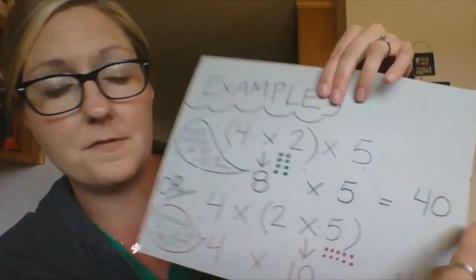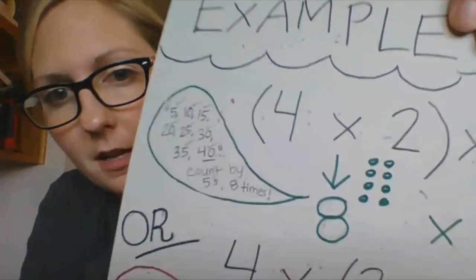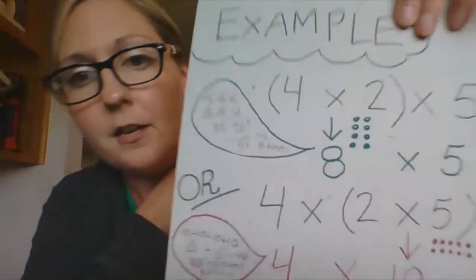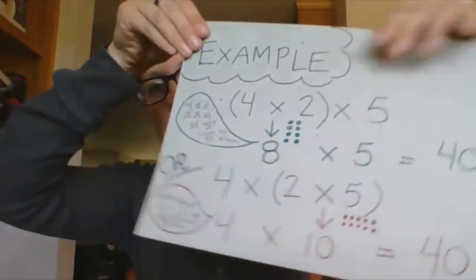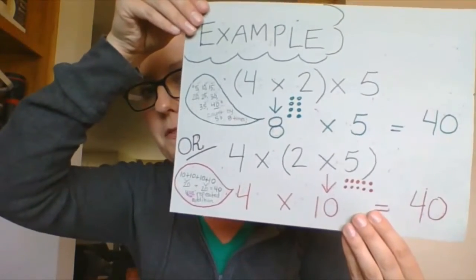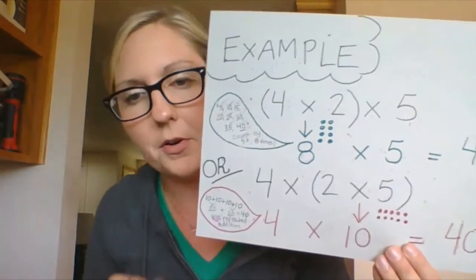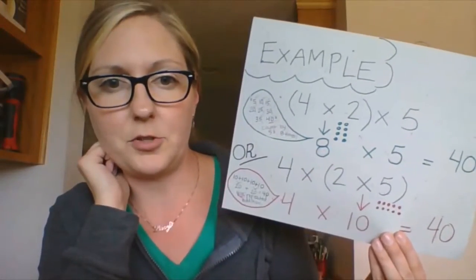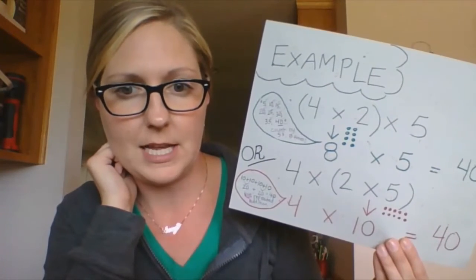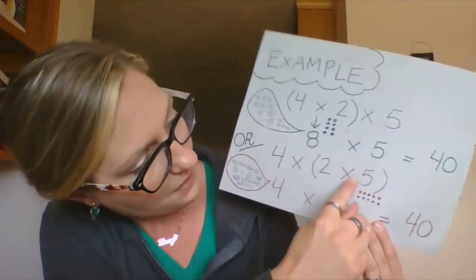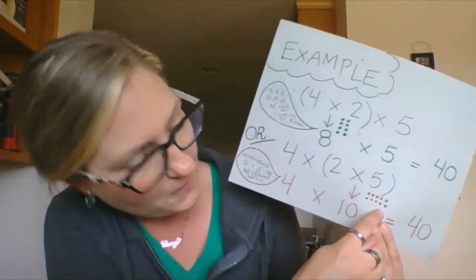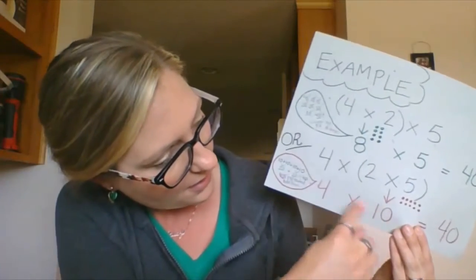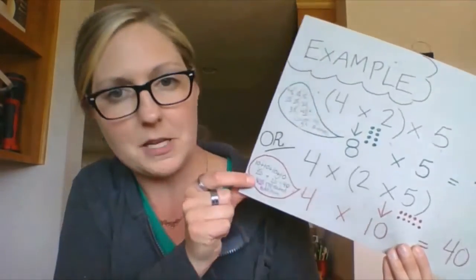If I count by 5s, which is what this little bubble here shows, if you were to count by 5s 8 times, you would get to 40, or skip counting by 5s. And then underneath, same 3 factors, only in this example, we're grouping 2 and 5 together and multiplying 2 times 5 first. And then our last step would be to take that product, which 2 rows of 5 would be 10, and multiply 4 times 10 to figure out what 4 tens would be equal to.